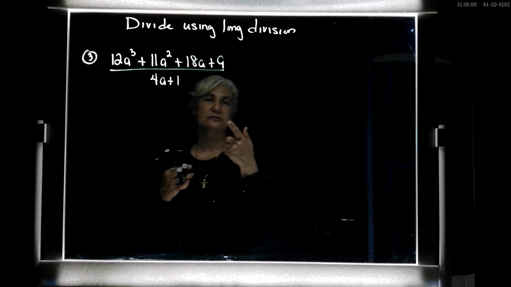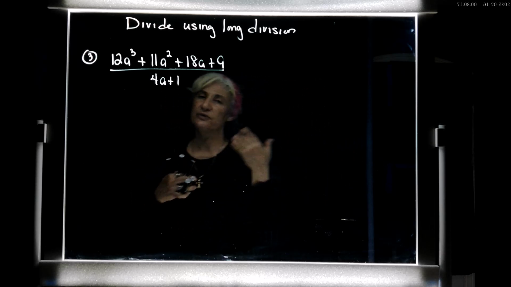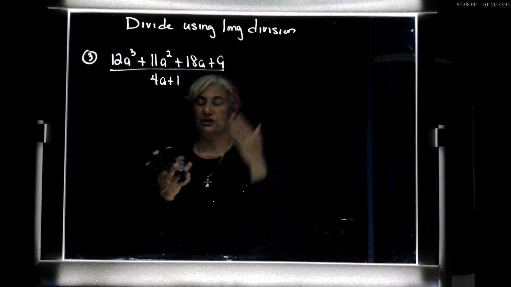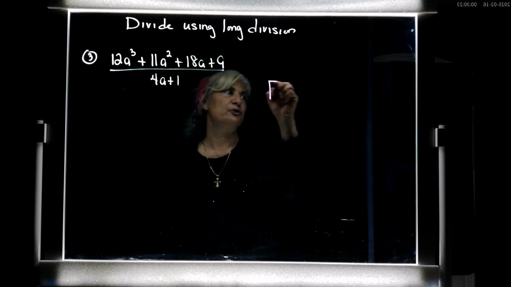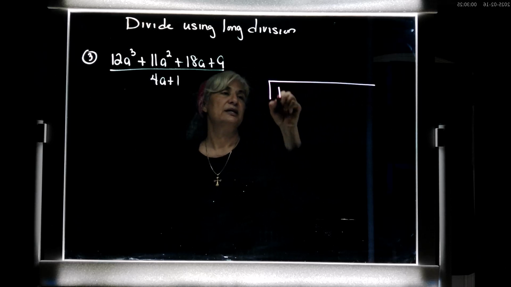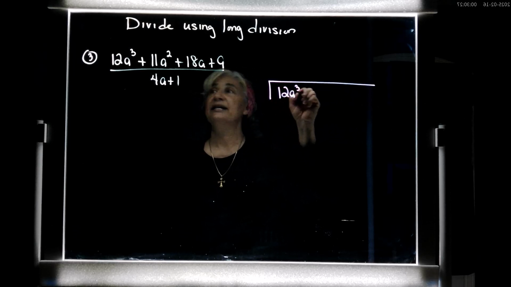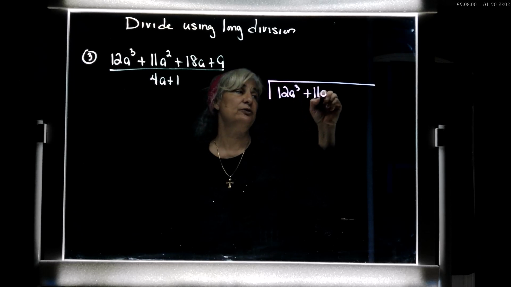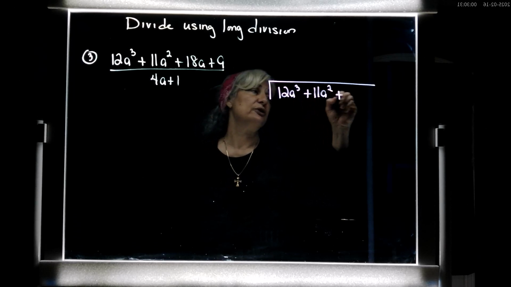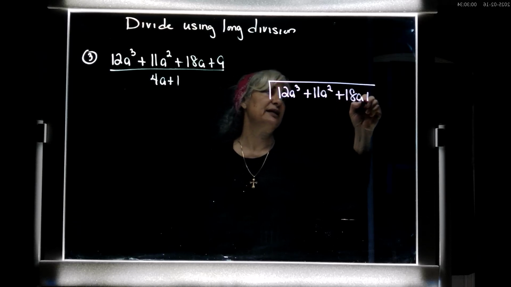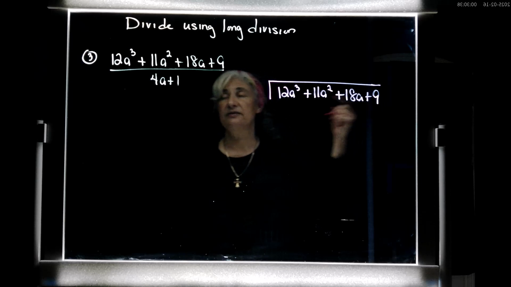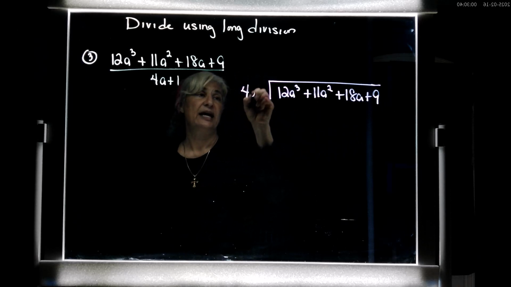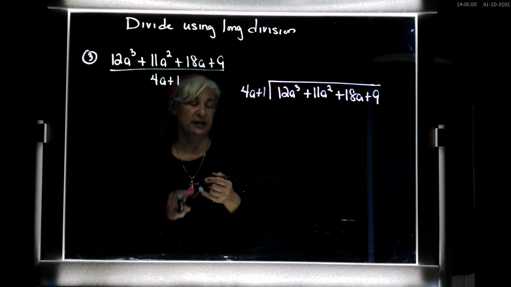Okay, so you're dividing by two terms, which means use long division. So here we go. And by now you know that the numerator is always underneath. So I have 12a cubed, and I need to make certain it's in descending order. So far, so good, and it doesn't look like I'm missing any terms. Third degree, second degree, first degree, and then 0 a's. And 4a plus 1 on the outside.